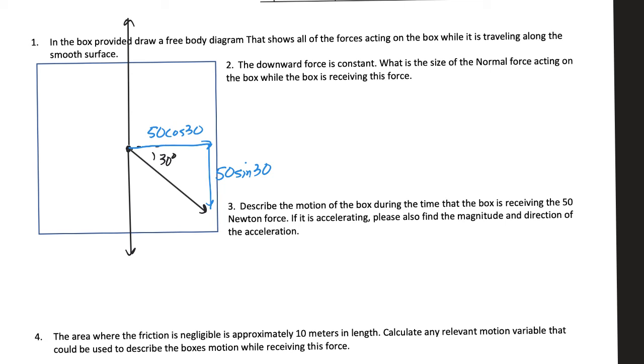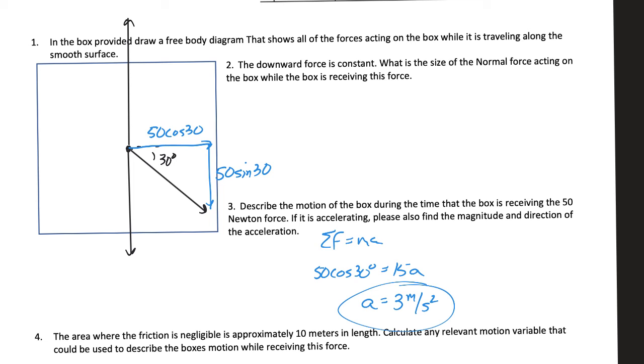So question 3, describe the motion of the box during the time the box is receiving 50 Newton force. It is accelerating. Why? Because net force has to equal ma. It's unbalanced sideways. So what is the amount of force that is sideways? 50 cosine 30 degrees. And that has to equal 15 times a. That would be the size of the acceleration. That's 43 divided by 15, so it's probably close to 3 meters per second squared. It's a little less than 3, but that's a good start. Any questions?